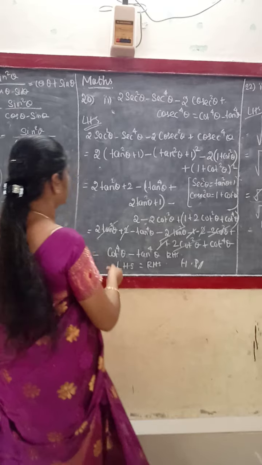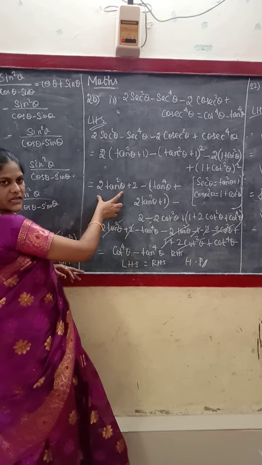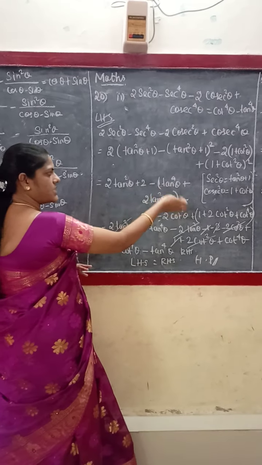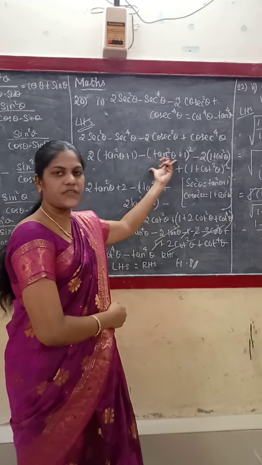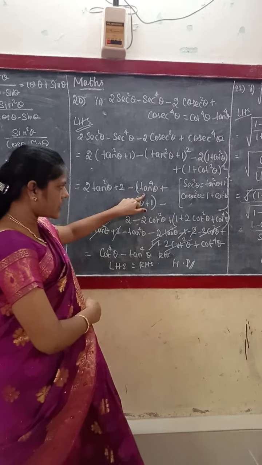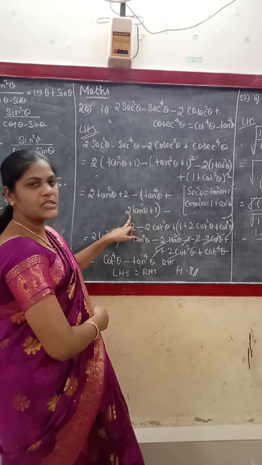To multiply along with this. Listen, 2 into tan square theta, 2 tan square theta plus 1 into 2, 2 minus of... listen, this is in the formula of (a plus b) the whole square. You need to expand that: a square plus b square plus 2ab.